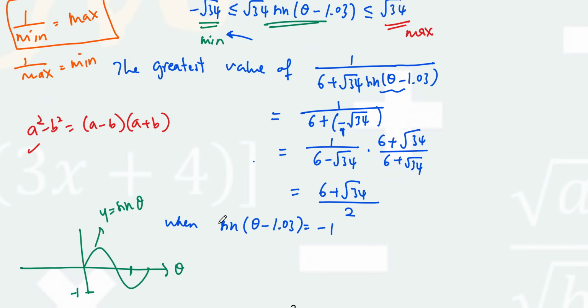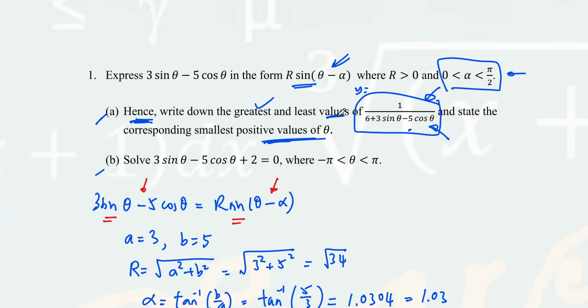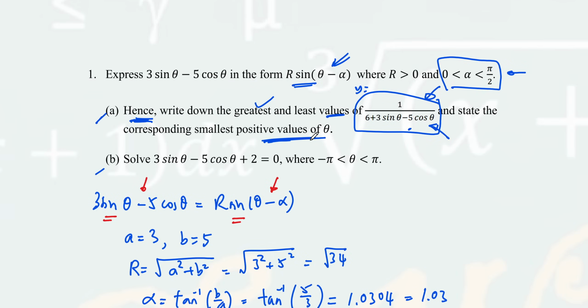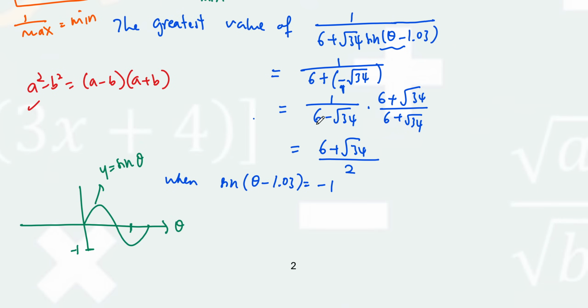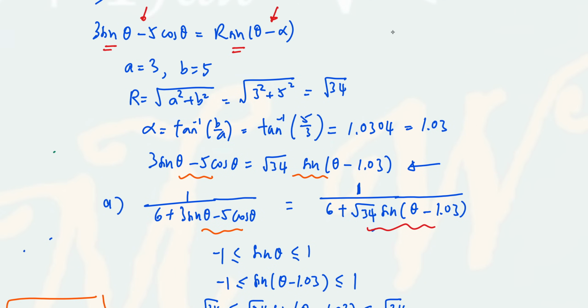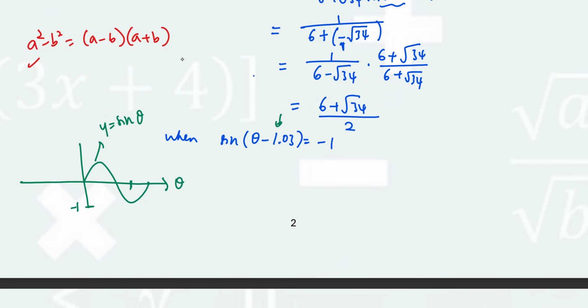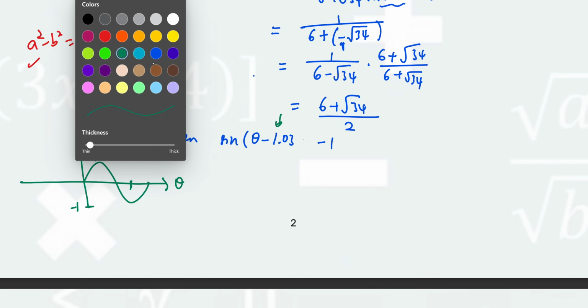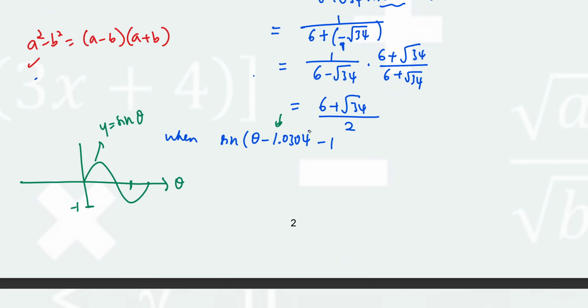So if you refer to the question, I will write down my theta in radians. I use radians because this 1.03 is in radians. So when I do the calculation, I will not write 1.03. I will use back the actual value, which is 1.0304. That will be more accurate. So later on, here I will just write 1.0304, sine of that equals minus 1.